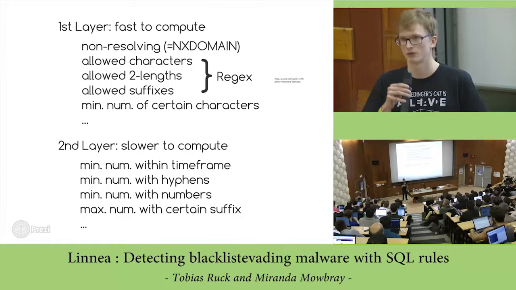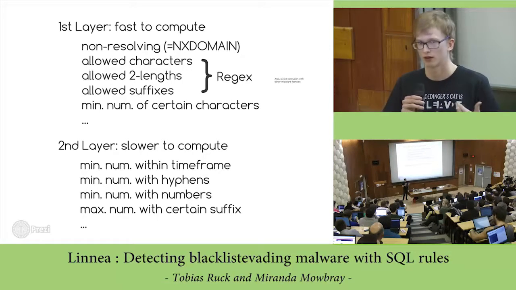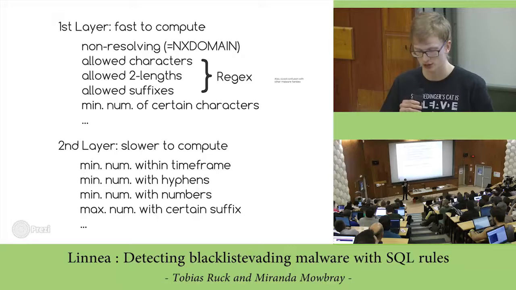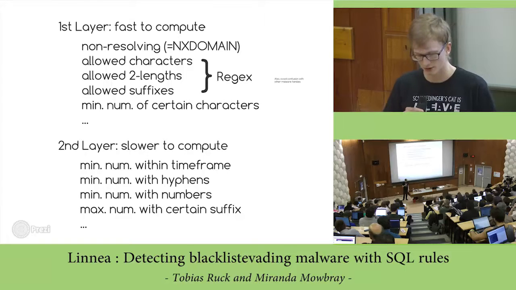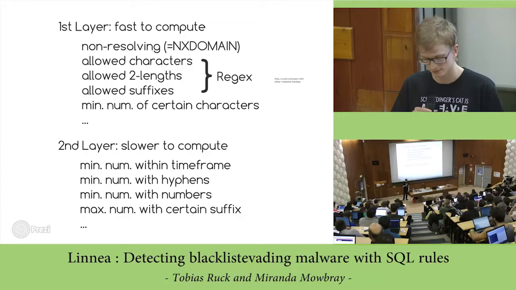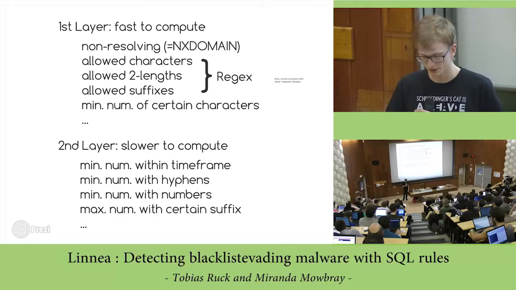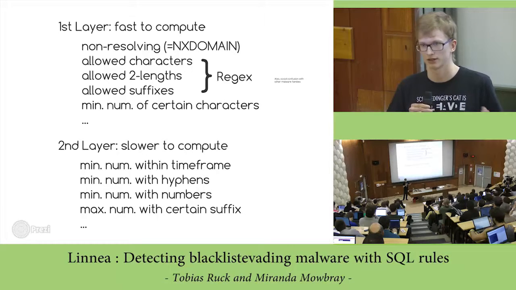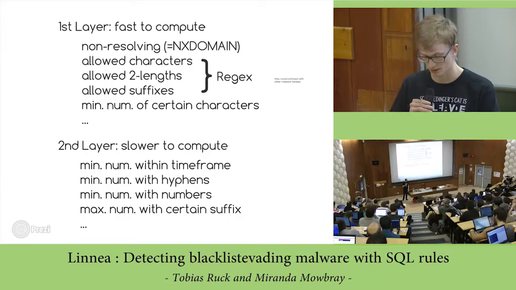So in the first layer, we first check if the domain is non-resolving. Next, if we analyze the domains that are in our set, then we check for the allowed character set that are queried, for the allowed lengths, the number of characters before the suffix, and for the different allowed suffixes. And we combine all of these into a regular expression. What we could also try to find out as a property is, for example, the frequency of vowels or something like that in a domain, as we can see later.